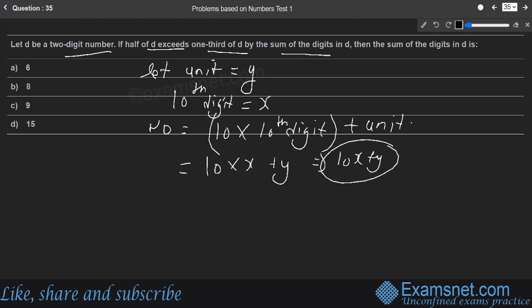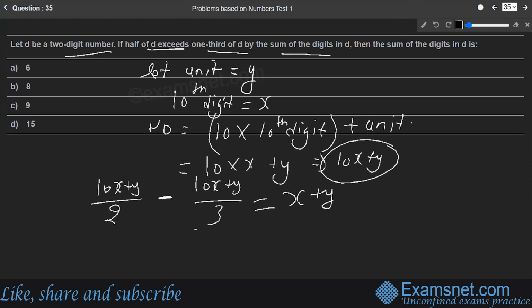Then he says if half of D, so let us do half of D, that is (10x plus y) divided by 2, exceeds one third of D. So he is indicating the difference of half of D and one third of D. One third of D is going to be (10x plus y) divided by 3. Between half of D and one third of D there is a subtraction sign. How much does it exceed? It exceeds by the sum of the digits in D, which is x plus y. So this is the expression that we have. We can solve this for x and y and find any connection between x and y. Let us do it.